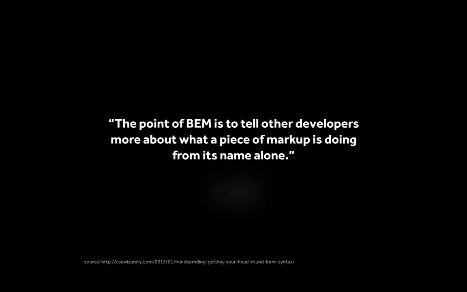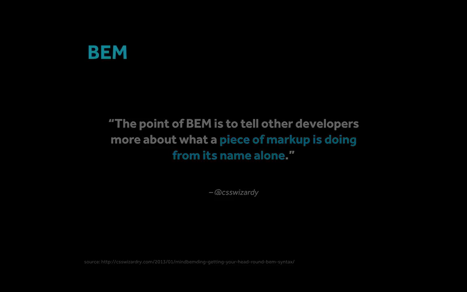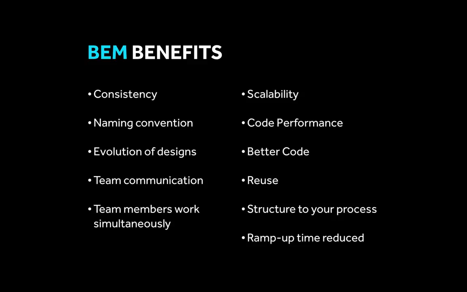So the quote about BEM is, and again, Harry Roberts comes up, it's just to tell other developers more about a piece of markup, what it's doing, from just its name alone. So understanding what it does and kind of the context of it. So here are some of the benefits. There's way more, but team members can work simultaneously, and having an understanding and a naming convention for your code as a whole definitely improves scalability, less confusion about what things actually look like, and overall it's just a really great way of approaching CSS.